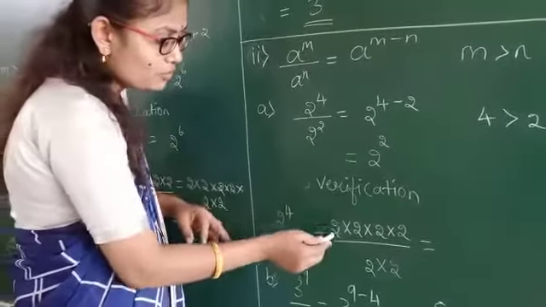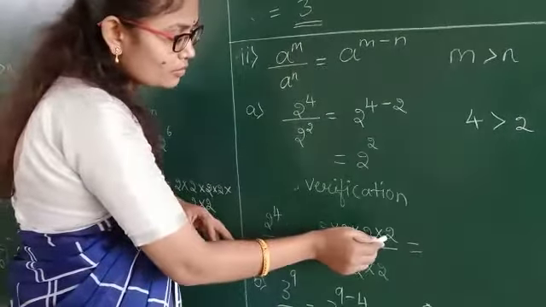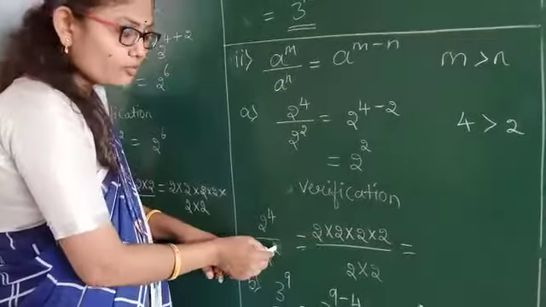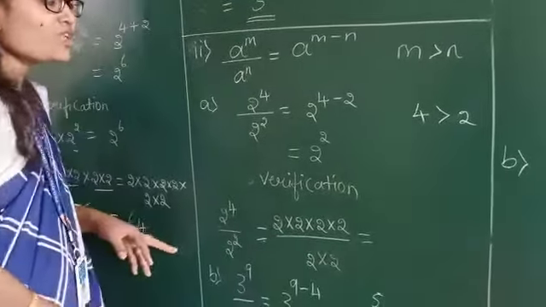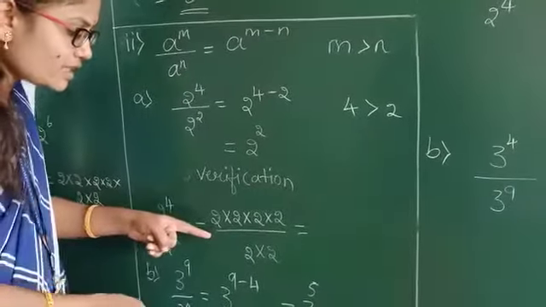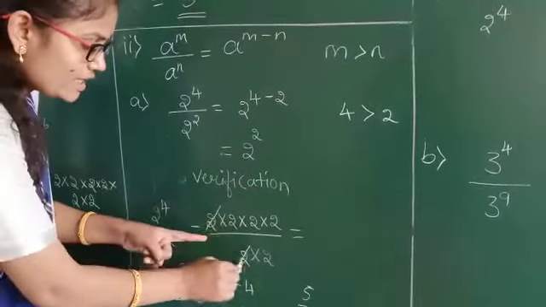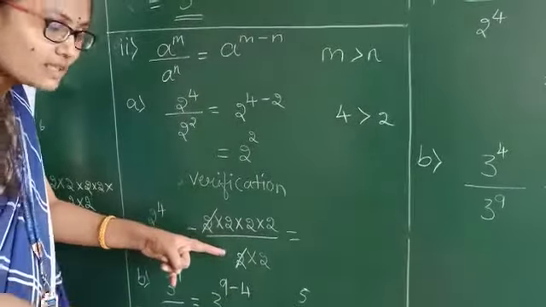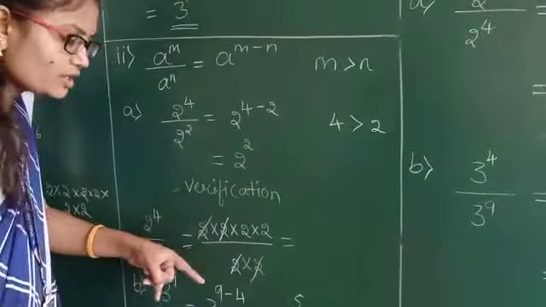4 times of 2. 2 into 2 into 2 into 2 divided by 2 to the power of 2 is nothing but 2 into 2. Now you can see that we have to divide. What we have to do? We have to divide. Then what happens? This 2 and this one 2 gets cancelled. In the same way, this 2 and this one gets cancelled.